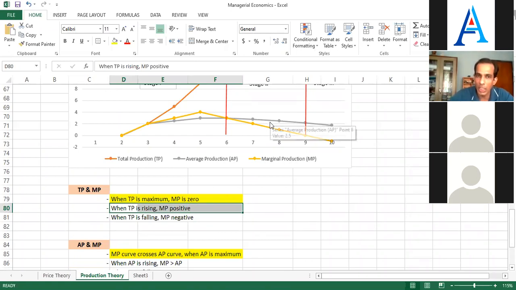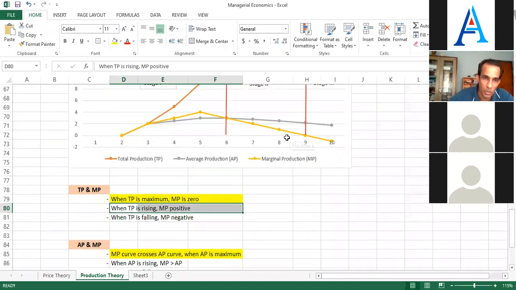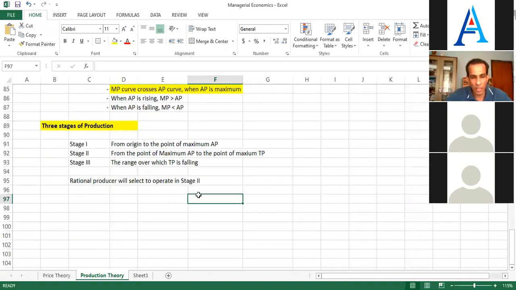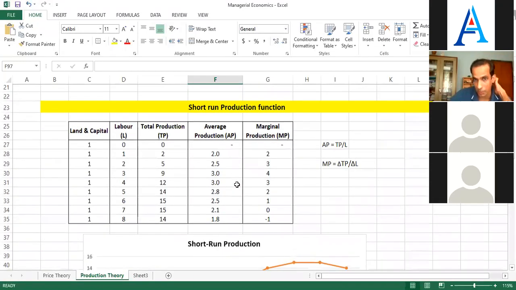Therefore, as long as marginal production is positive, whether it is increasing or decreasing, if it is positive, total production is increasing. So that is one point for a producer. Based on this, a few more points we need to discuss under the production theory.